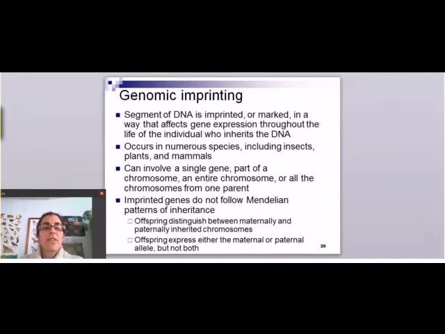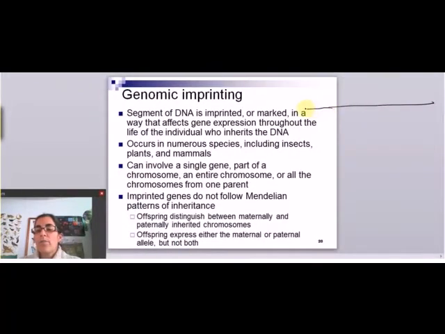Genomic imprinting is another example of epigenetic inheritance. Rather than affecting a whole chromosome, it's usually a gene or a section of the chromosome. So a segment of DNA, or a gene, is imprinted or marked in a way that affects gene expression. So imagine this is my whole chromosome. There's a section of it that's going to be chemically modified. It's called methylation.